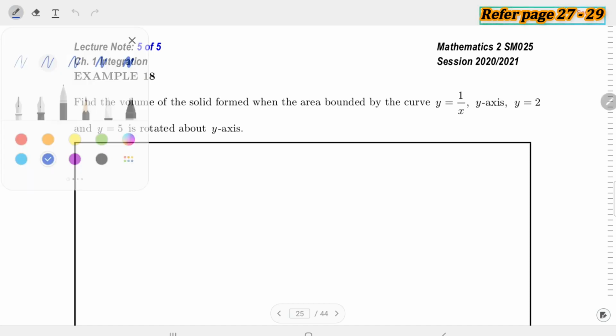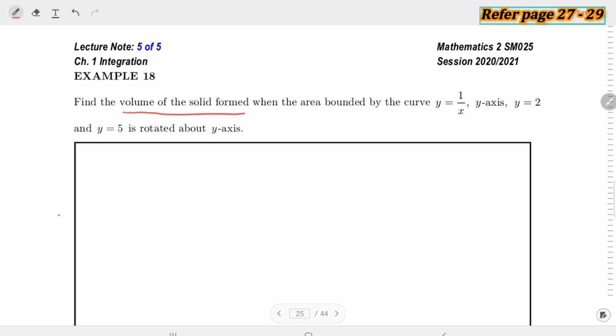Find the volume of the solid formed when the area bounded by y equals 1 over x, the y-axis, y equals 2 and y equals 5, is rotated about the y-axis. Please be careful with questions under application of integration. This is volume, so what you must do first is state the formula, because I want to prevent you from making any mistake, especially in the formula.